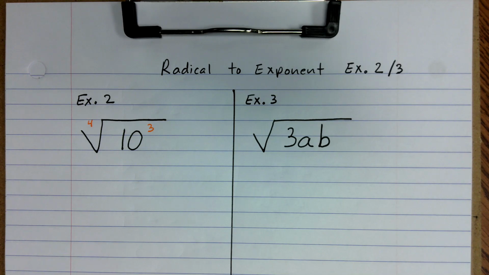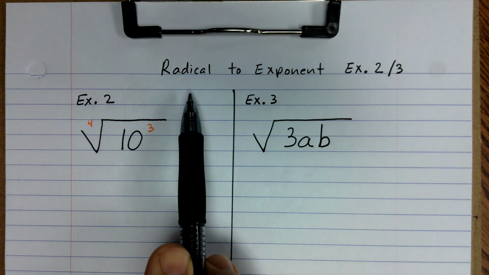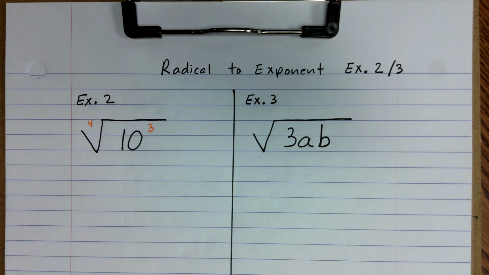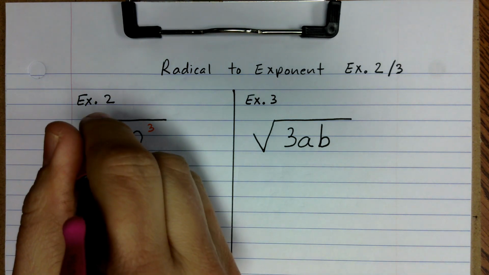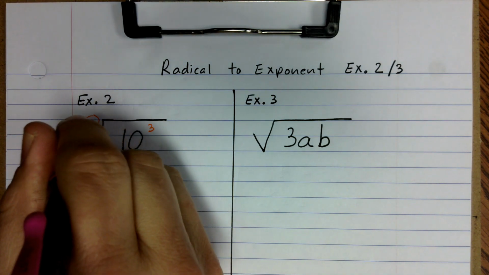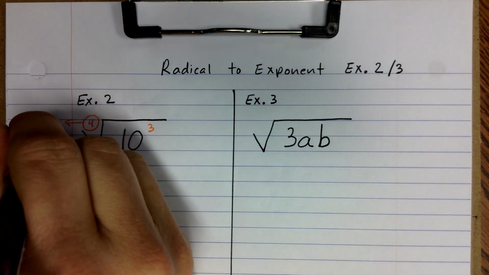In this video, we're going to look at two more examples, examples 2 and 3, and basically we're focused on how to convert a radical to an exponent. So we want to note a few things when we're looking at this. The first thing is, I'm going to circle on this first problem. We want to look at what our index is.